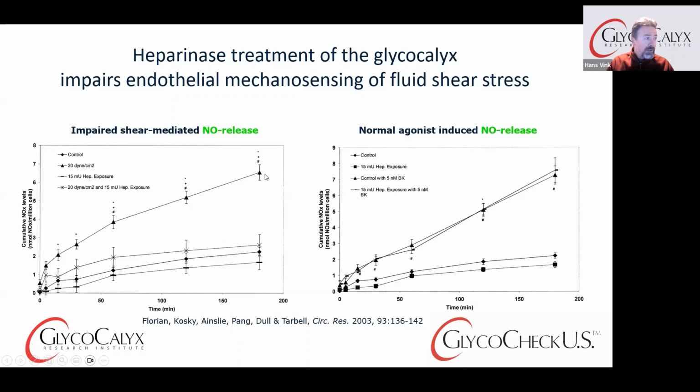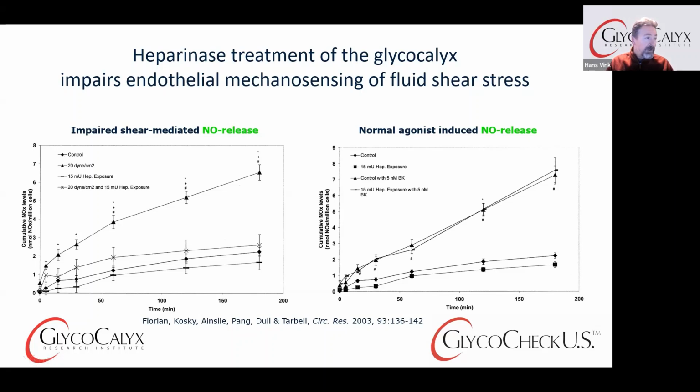And the top curve is the increased accumulative amount of nitric oxide being produced over time. And when you have healthy endothelial cells with a glycocalyx, so these are control endothelial cells exposed to what we call 20 dynes per square centimeter of shear stress. Well, healthy endothelial cells without shear stress produce very little nitric oxide.